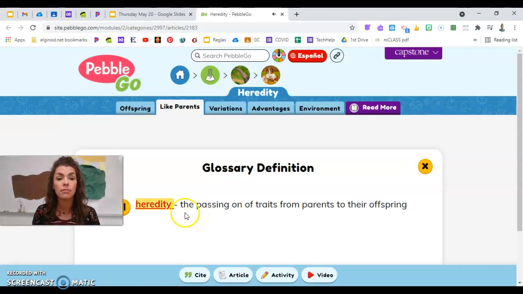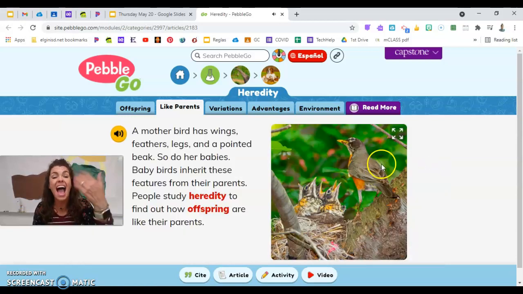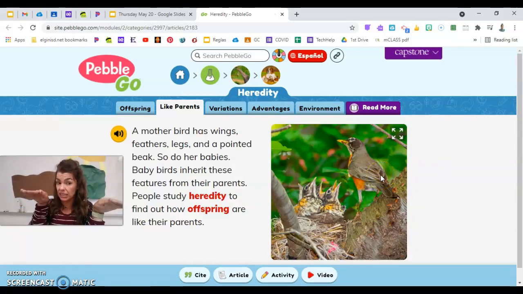Heredity. The passing on of traits from parents to their offspring. So this bird passed her trait of wings to her babies. She passed her feathers to the babies. Think about your parents. Did they give you a trait that they have too? My mom has brown wavy hair. I got the same trait of the same hair as my mom. Think about eyes. Do you have the same color eyes as your parents?